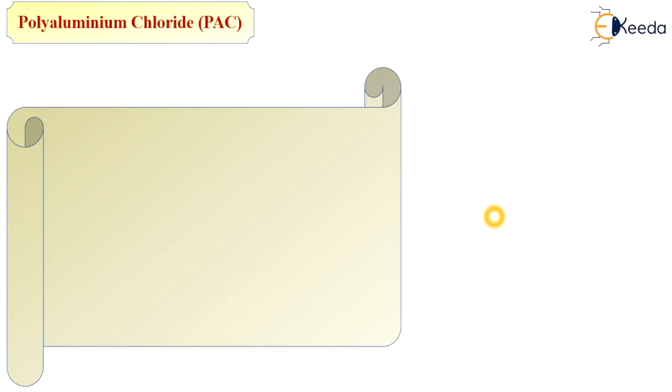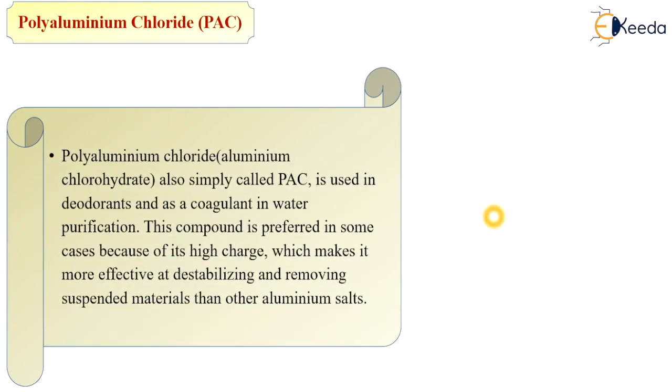The next important coagulant aid type is polyaluminum chloride. In the exam a separate question is asked on this topic, that is polyaluminum chloride. So what is polyaluminum chloride? Polyaluminum chloride, which we call PAC, is nothing but aluminum chlorohydrate. It is used in deodorant and as a coagulant in water purification. This compound is preferred in some cases because of its high charge, which makes it more effective at destabilizing and removing suspended material than other aluminum salts.